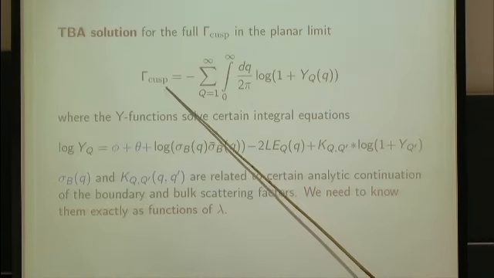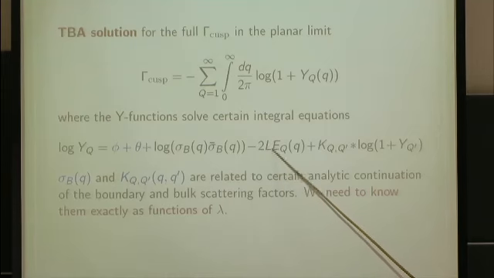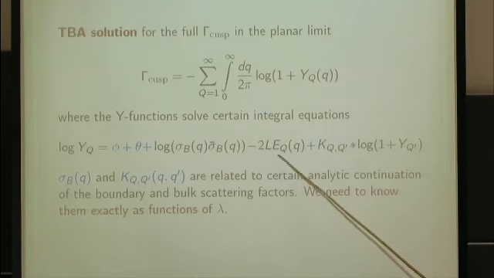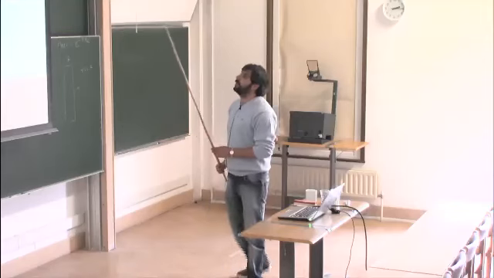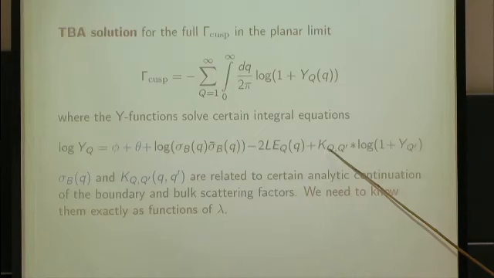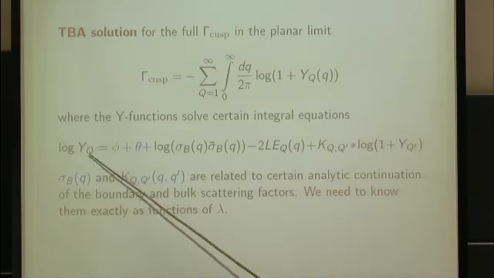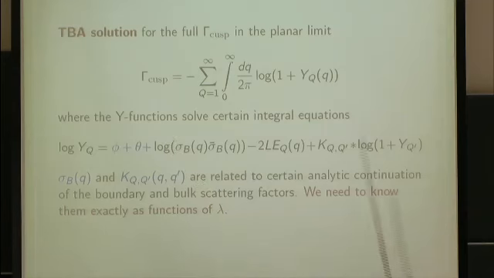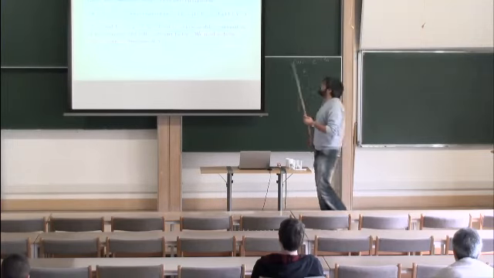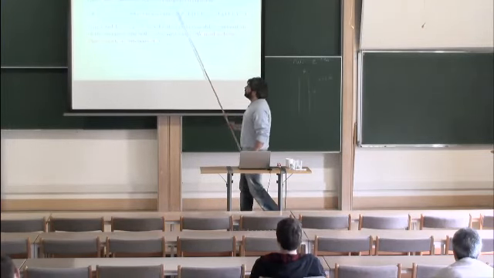In order for this to be gamma cusp magnetic, I should take L to 0. This is the dispersion relation of these particles, and this kernel here has to do with the bulk scattering matrix, and this is a convolution. So you see, it's a coupled integral equation for these Y functions, but what we're going to do is compute everything that enters here exactly as a function of the coupling, and then it matters just how to solve this equation, and then you can get the answer exactly as a function of lambda.